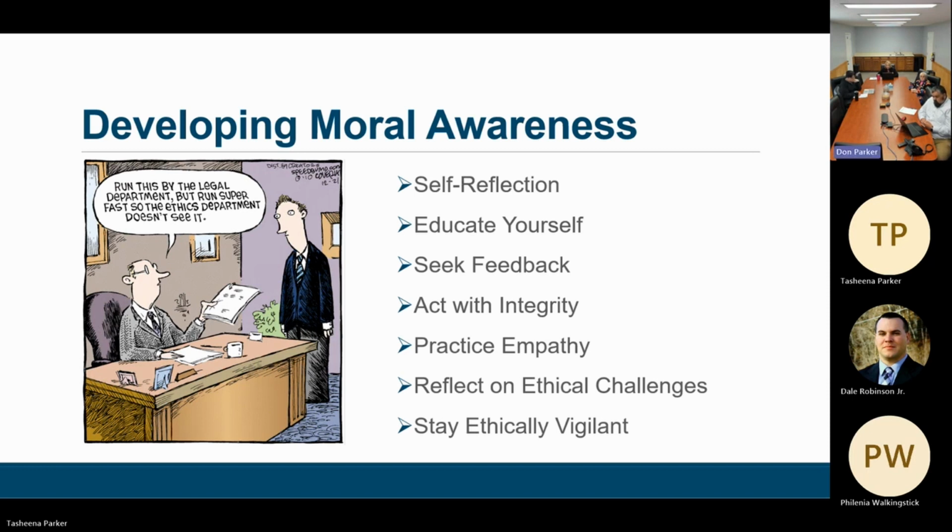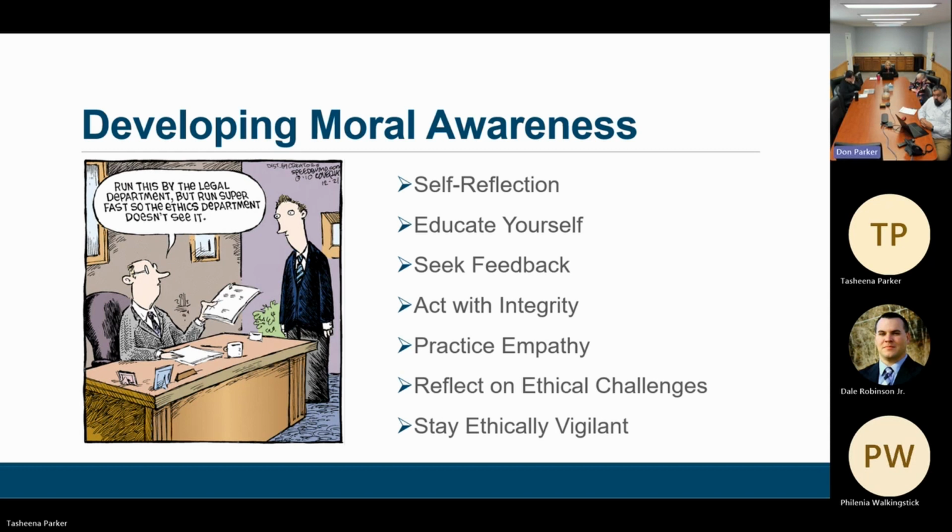6, reflect on ethical challenges. Take time to regularly reflect on past decisions and their outcomes. Consider what you did well and where you could have acted differently from an ethical perspective. Use these reflections as an opportunity to learn and enhance your moral awareness and improve your ethical decision-making skills.